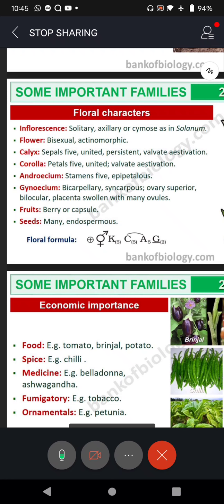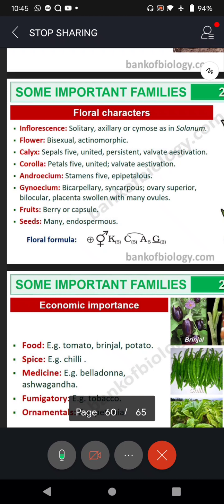Okay. Next, what type is it? Epipetalous. Where is this androecium present? On top of the petals. So we are putting an arrow mark, A connecting with C. That is why it is epipetalous. Where are these androecium present? On top of the petals. So we say epipetalous. And next we go to gynoecium.